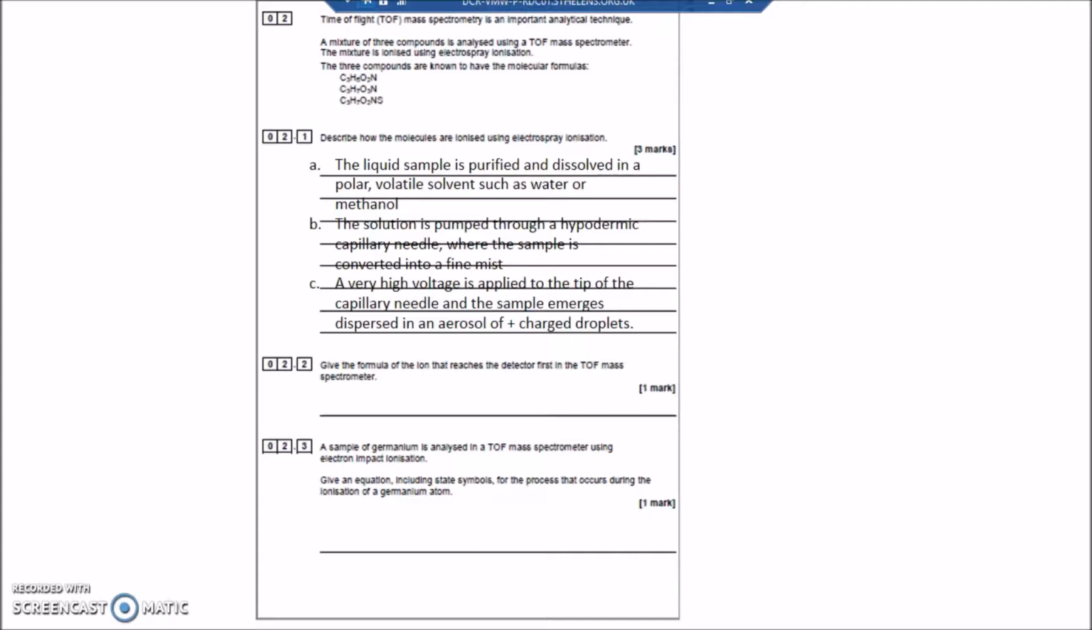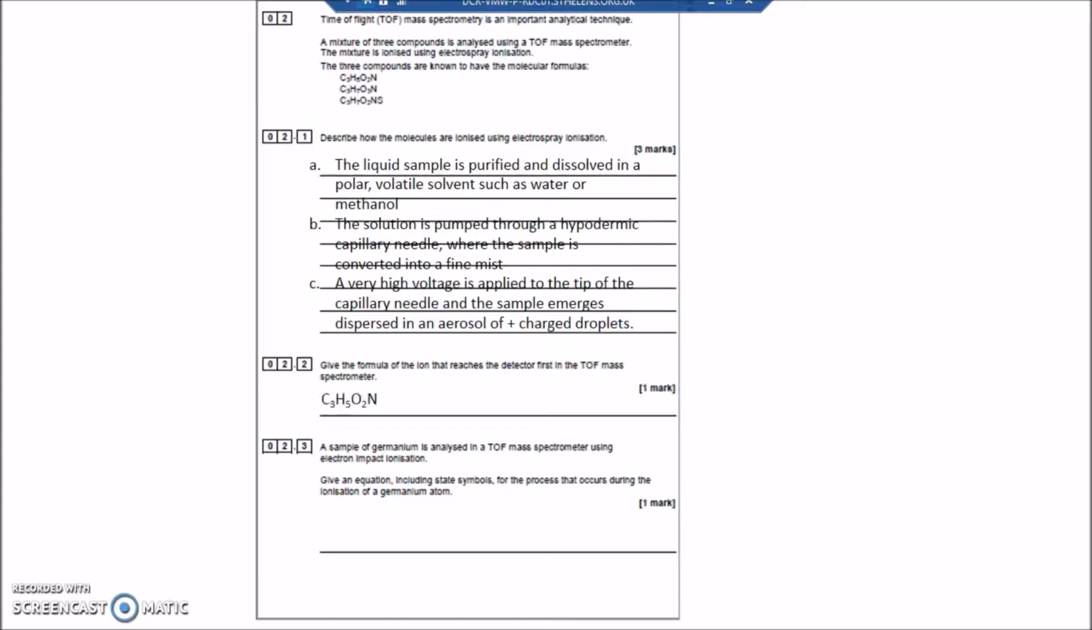And when it comes out of that needle as a fine mist, a very high voltage is applied to the tip of the capillary, and that forces each of the particles to lose an electron and form a plus charged fine droplet of liquid. Give the formula ion that reaches the detector first on the time-of-flight mass spectrometer.